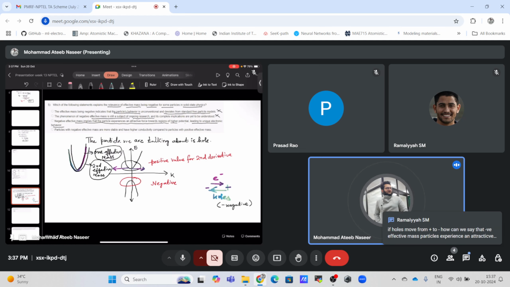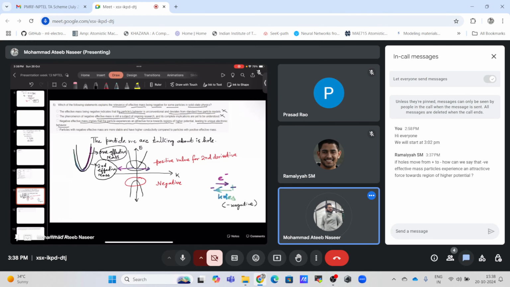That is a simple concept. If holes move from positive to negative, how can we say that negative effective mass experiences an attractive force? Okay, so negative effective mass implies that the particle experiences an attractive force towards the region of higher potential, leading to a unique electronic behavior. The question is: if holes move from positive to negative, how can negative effective mass experience an attractive force towards a region of higher potential?